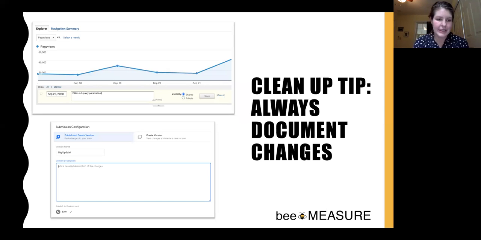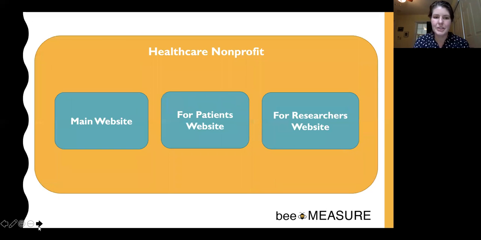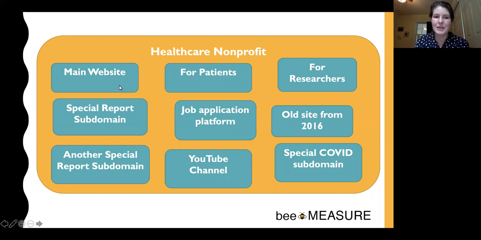But if you're like this slide, where you have a ton of different properties right under your organization's account, and you want to combine them, unfortunately that's a little more complicated. If you want to put your special COVID subdomain into your main website, I'm assuming you have Tag Manager on here, you'll have to install your main website's Tag Manager container on this COVID subdomain so that you're running the same tracking ID number across the COVID subdomain and the main website.